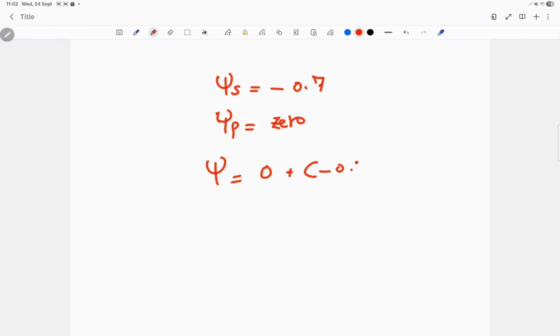So if the solute potential is negative 0.7 and the pressure potential is 0, what's going to be my water potential? You simply have to add them. So 0 plus negative 0.7 will be negative 0.7.